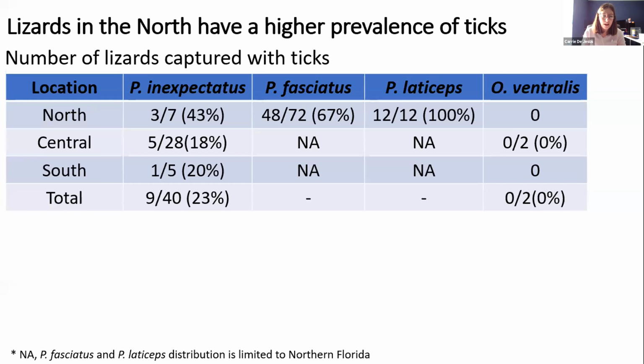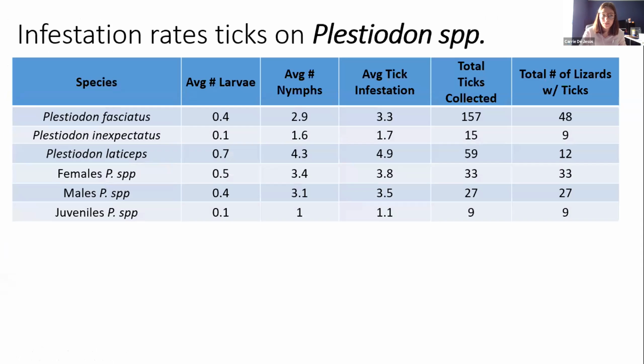So from the species we were able to capture from our field studies, we found that the southeastern 5-line skink had about 23% prevalence of Ixodes scapularis on them, while the common 5-line skink and the broad-headed skink had a much higher prevalence. We did catch some glass lizards at one of our central sites, but they did not have any ticks.